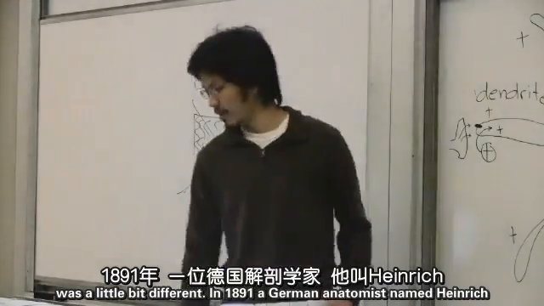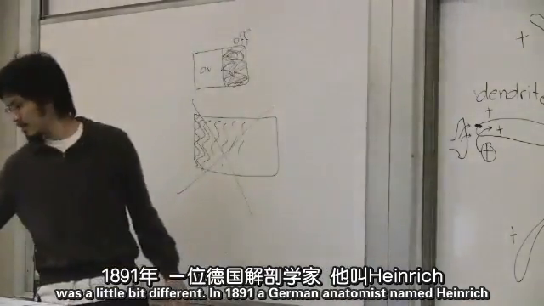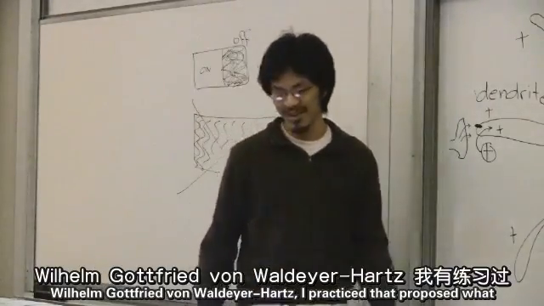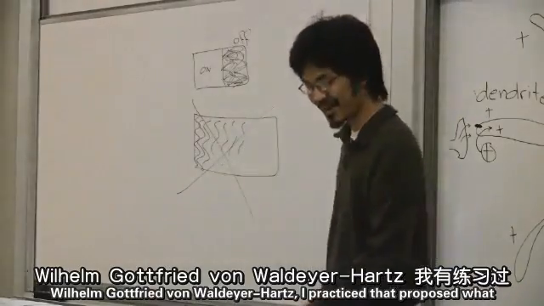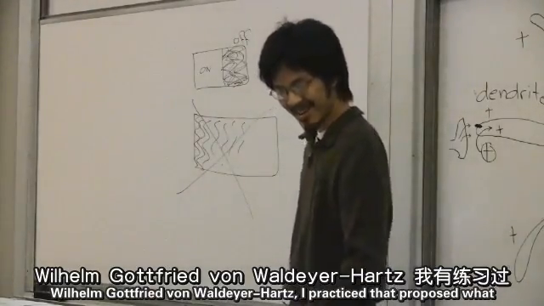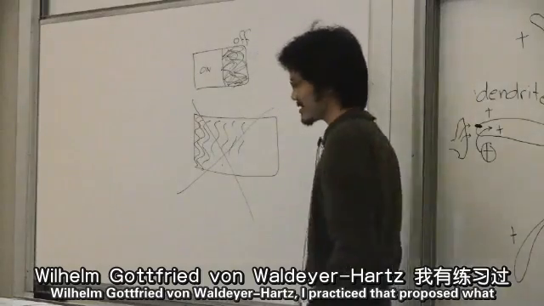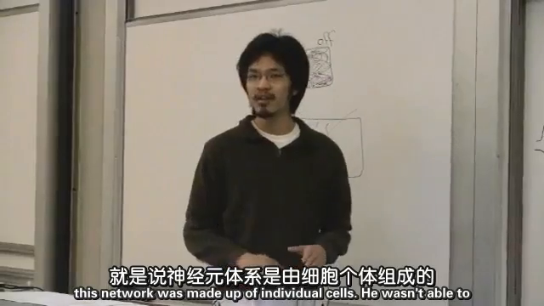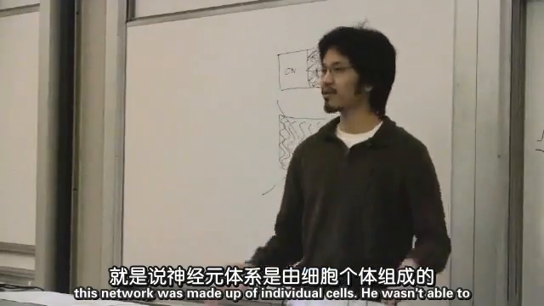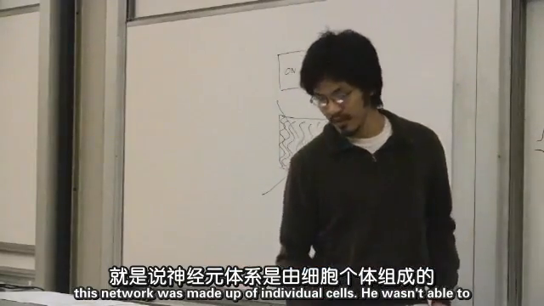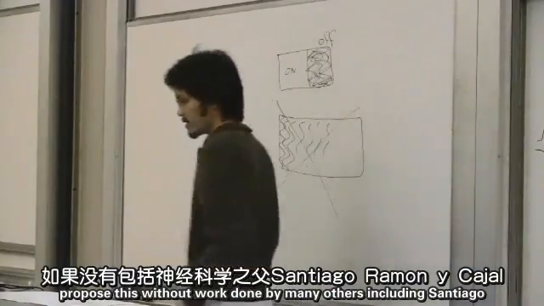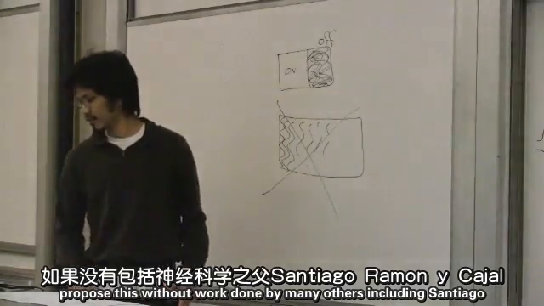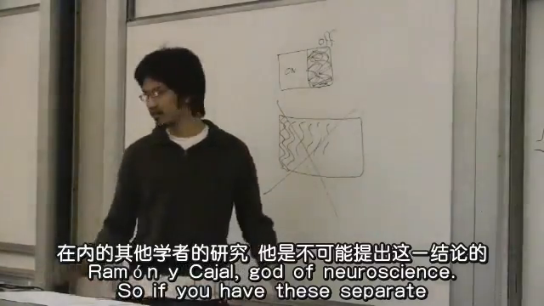In 1891, a German anatomist named Heinrich Wilhelm Gottfried von Waldeyer-Hartz proposed what is now referred to as the neuron doctrine, which is basically that this network was made up of individual cells. He wasn't able to propose this without work done by many others, including Santiago Ramon y Cajal, god of neuroscience.